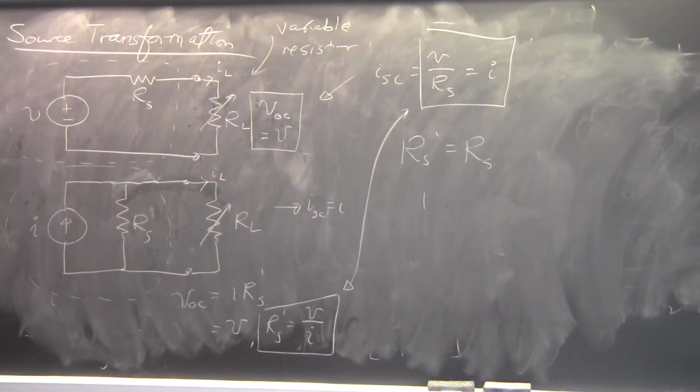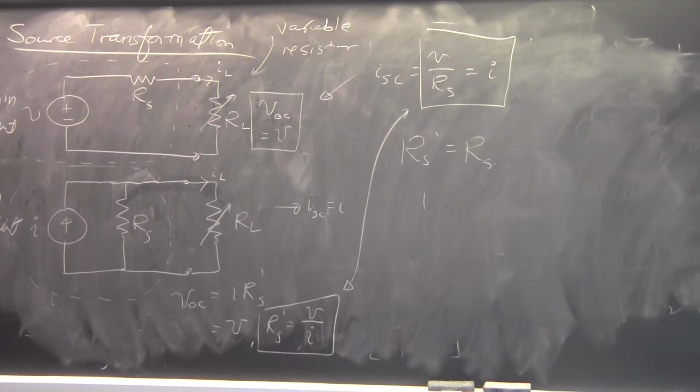I always had a problem remembering their names. So this is called the Thevenin equivalent. This is called the Norton equivalent. This is the Thevenin equivalent source. This is Norton.